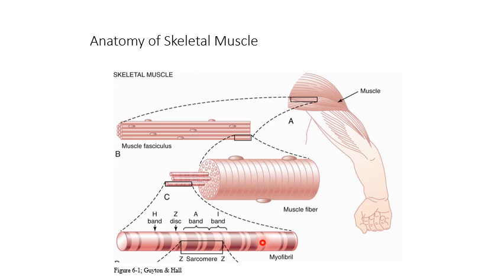Sarcolemma, like the plasma membrane in your cell, is basically a cell membrane. Just like the plasma membrane, the surrounding of a muscle fiber is called the sarcolemma. It is the outer coat, made up of a thin layer of polysaccharide material or collagen fibrils. So then you have myofibrils.